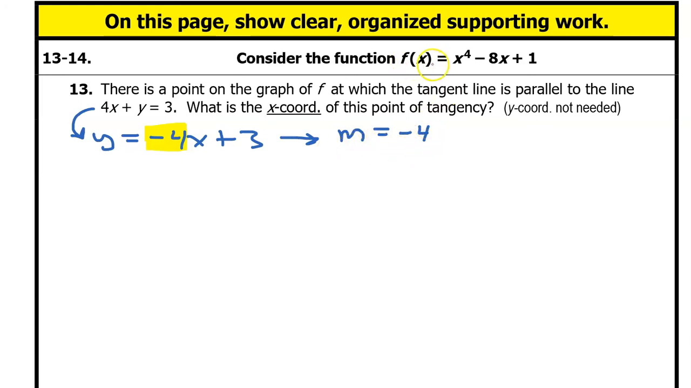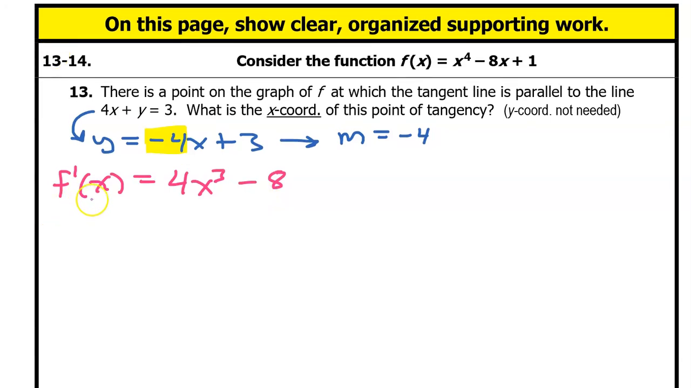Now let's find the derivative of function f, which will give us the slope of the curve at any point we want. So f prime of x equals 4x to the third power, just using the power rule, minus 8. That's it. So this is f prime. So f prime tells us the slope of the tangent line at any x value. But at the point of tangency, we are told that the tangent line should be parallel to this blue line that we were given.